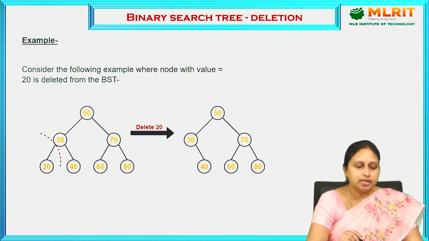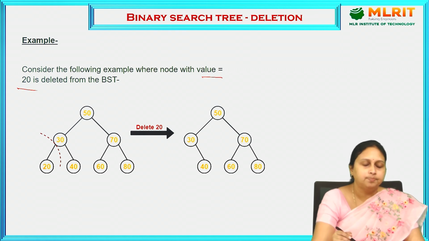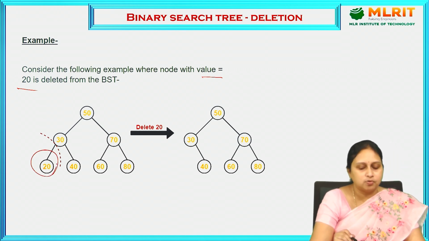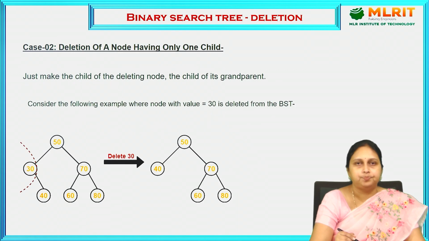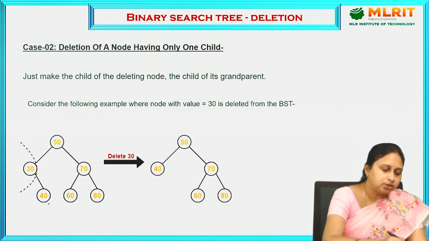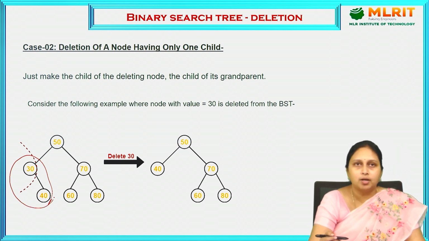Here, the first case, no children, right? I am going to delete the value 20 from the BST, first case. 20 is a leaf node, right? Because of that, I can directly remove that one. I can delete that particular node directly, no problem. Now, delete a node having only one child. Only one child. Now, observe which node is having only one child. This is the one where you are going to have a node with one child.